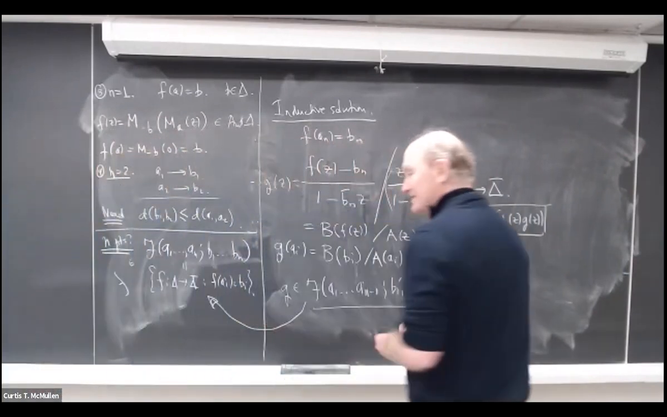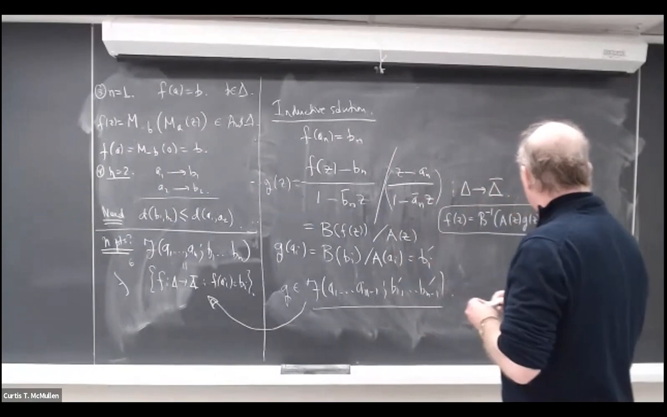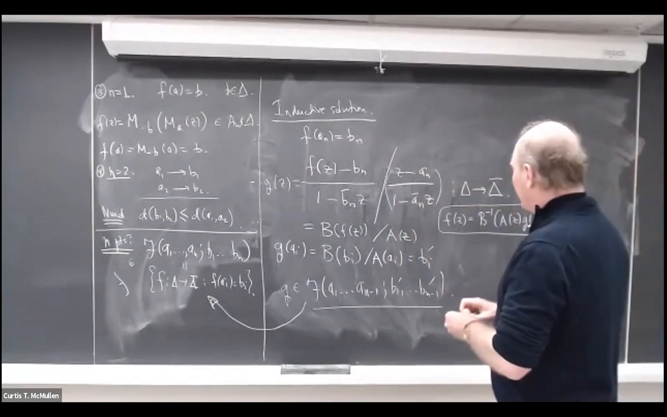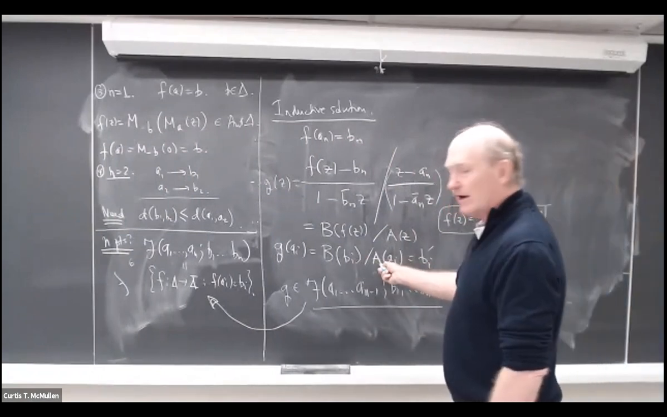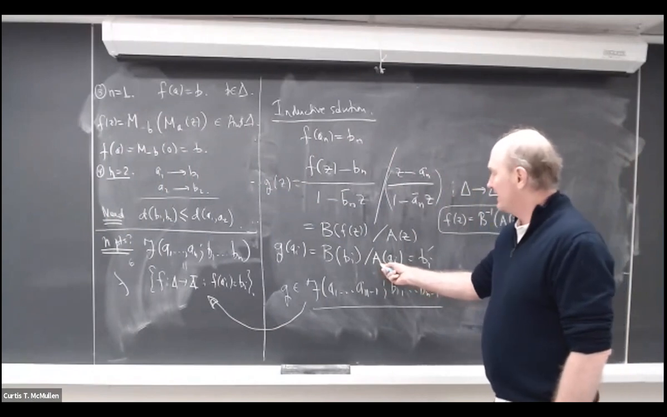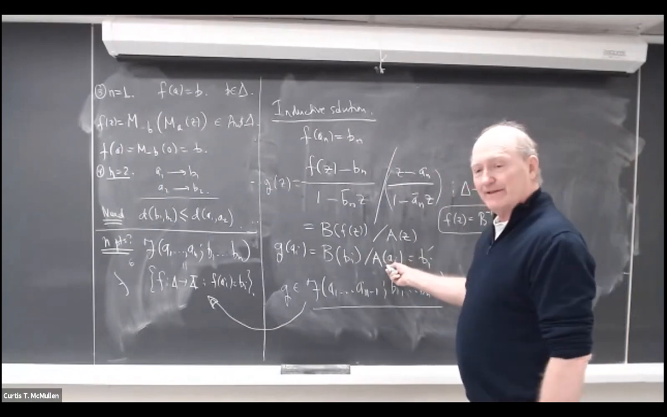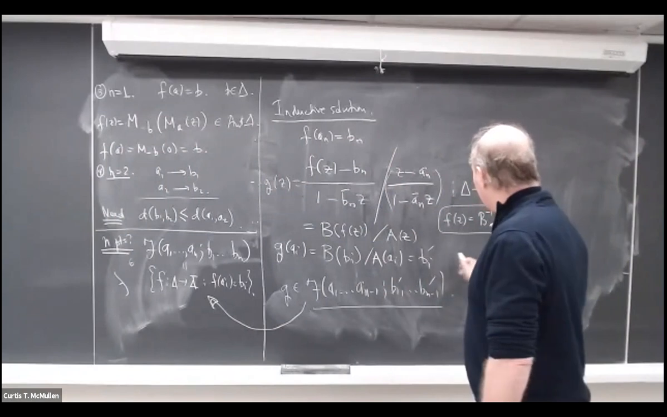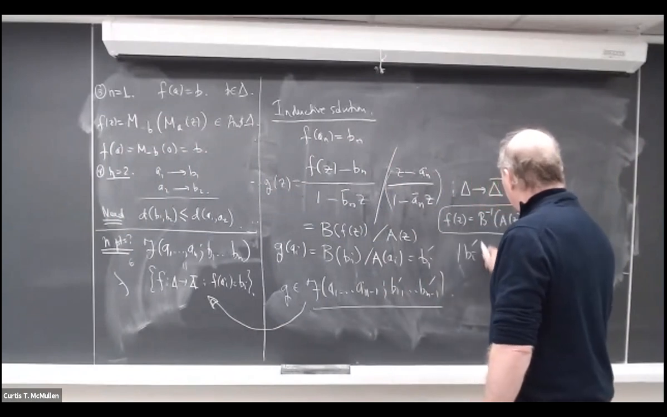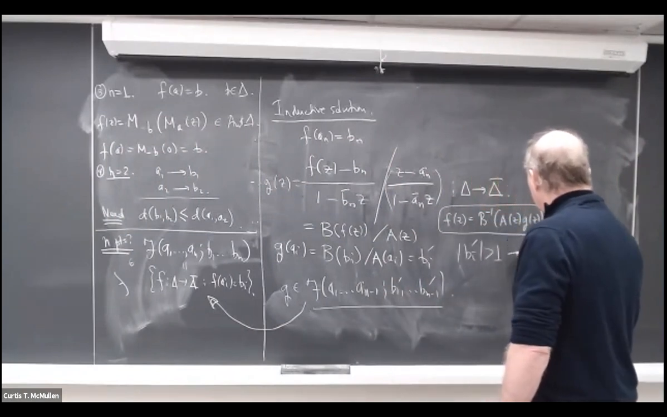Now, I should mention that some things can, so to speak, go wrong. Here, when we're forming bi prime, we're taking the ratio of two numbers in the unit disk. This ratio might not be in the unit disk. If bi prime has absolute value greater than 1, then there's no solution.